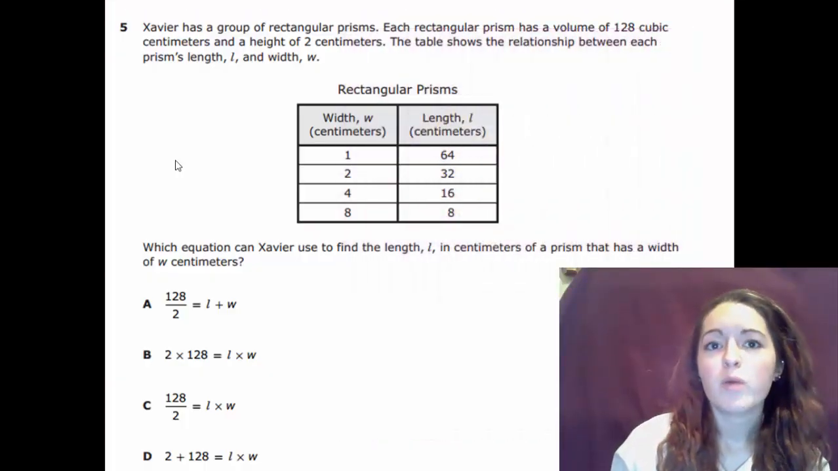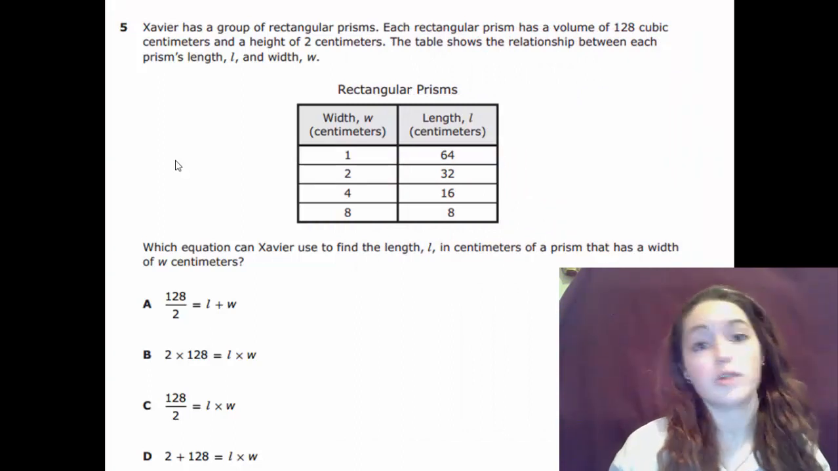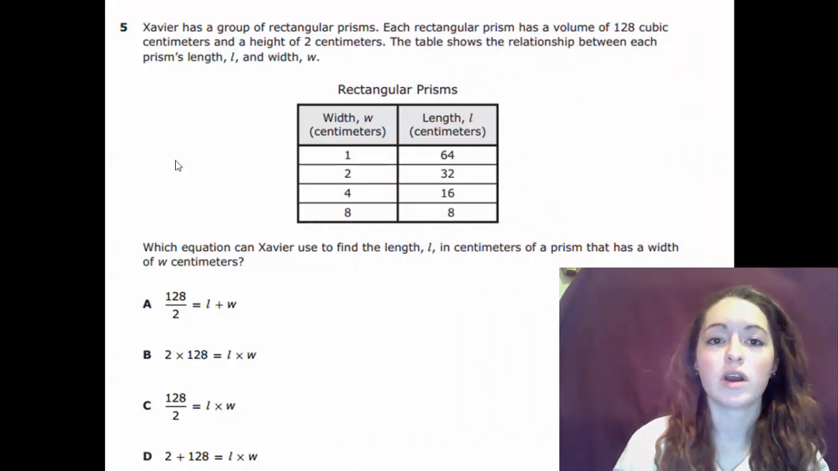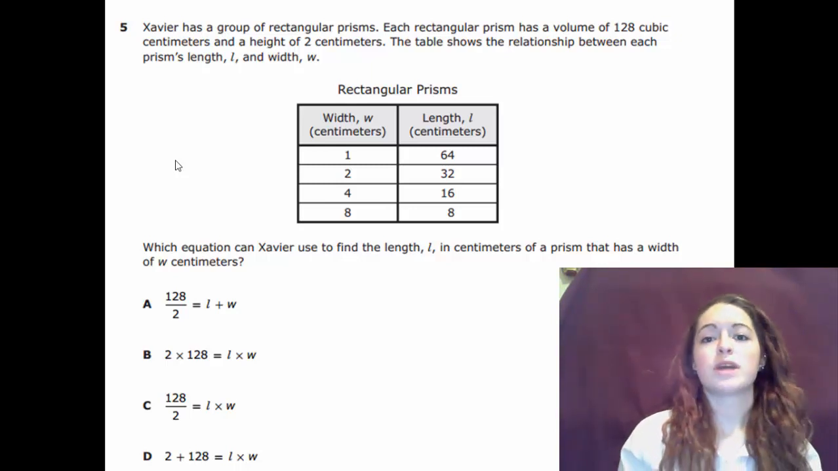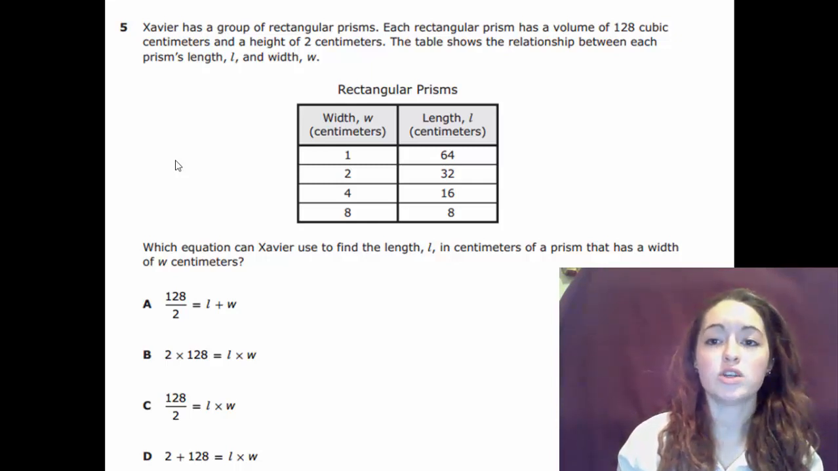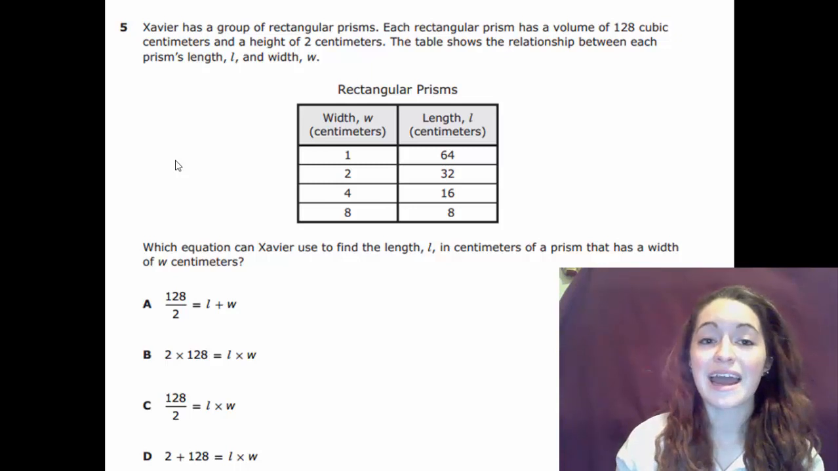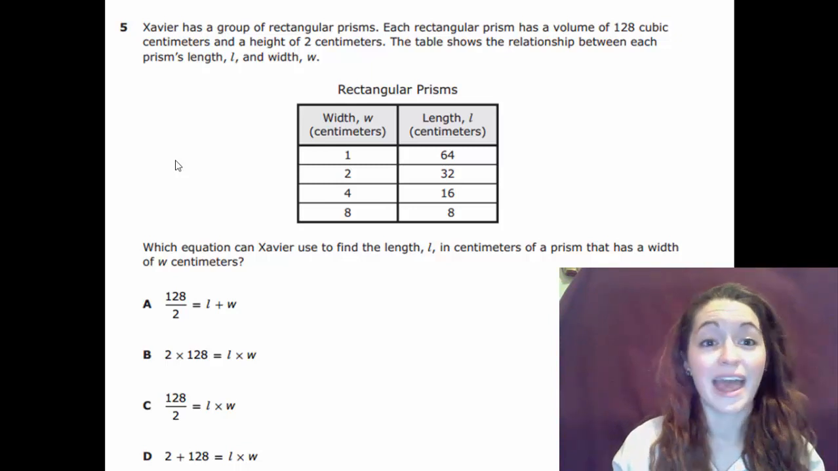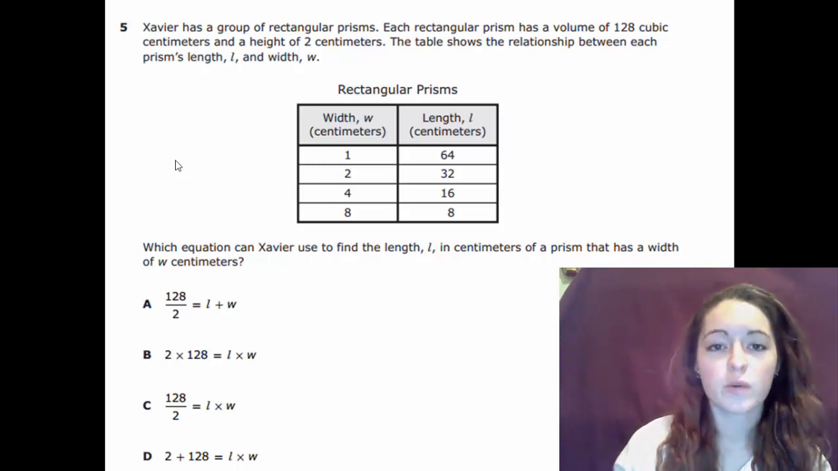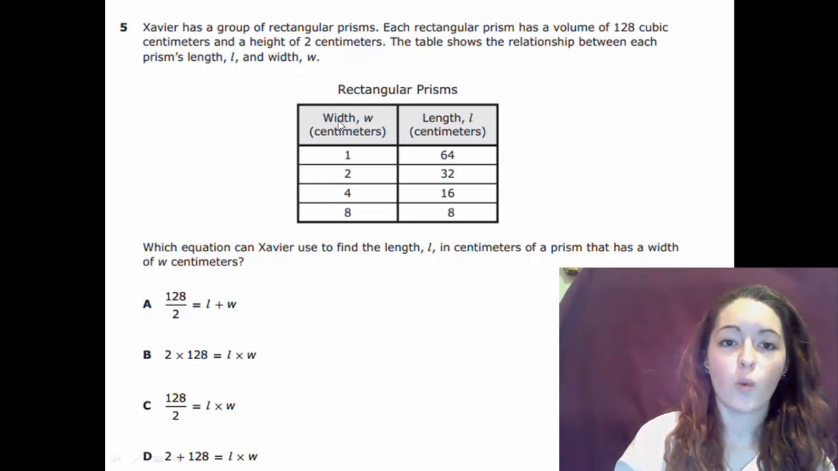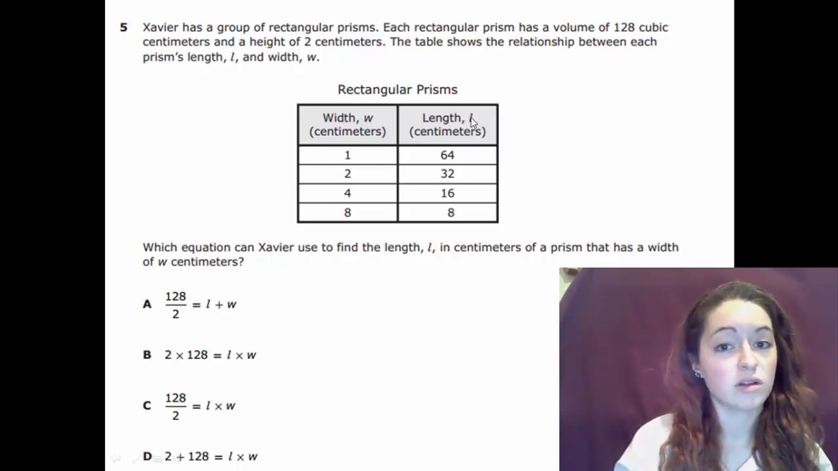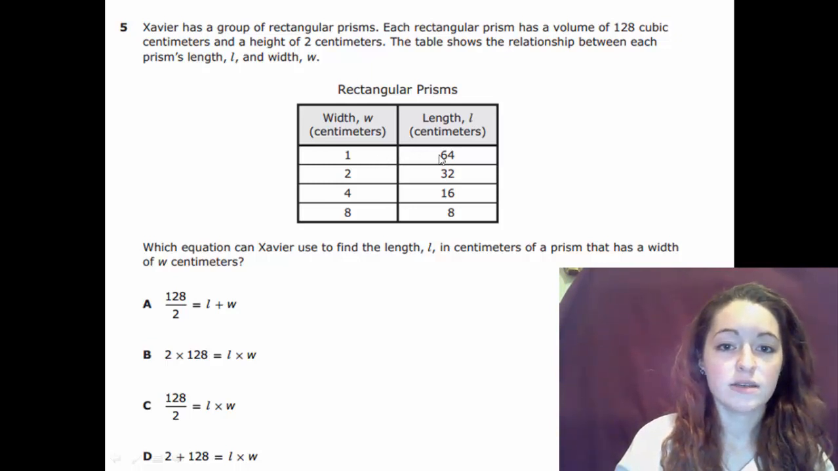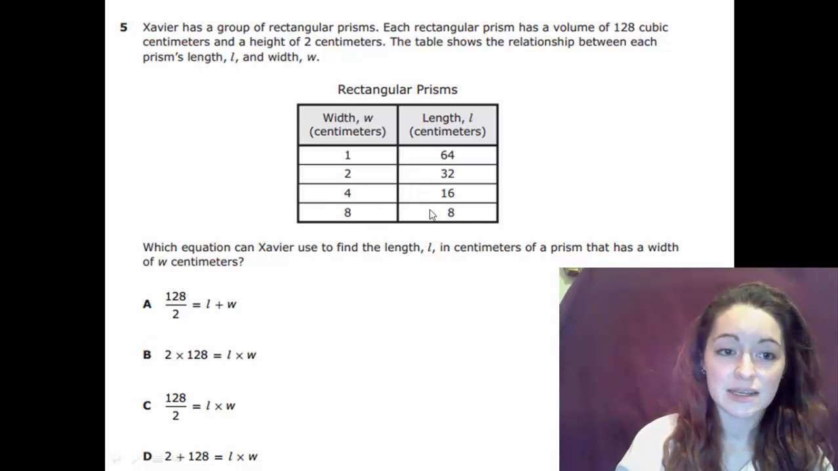Let's take a look at a problem that will be using this concept of using tables to create formulas, and let's see what we can figure out about it. So, Xavier has a group of rectangular prisms. Each rectangular prism has a volume of 128 cubic centimeters and a height of 2 centimeters. The table shows the relationship between each prism's length, L, and width, W. So we have our chart, rectangular prisms, width, W, in centimeters, length, L, in centimeters: 1 and 64, 2 and 32, 4 and 16, 8 and 8.